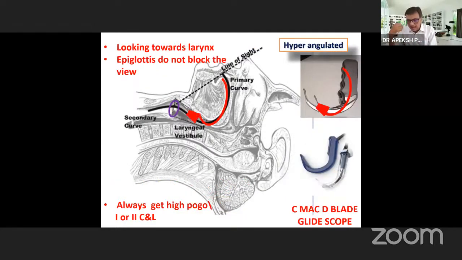If you look at the hyperangulated blade, when the camera is positioned, with either the GlideScope or the C-MAC D blade, the camera will be positioned much nearer to the larynx, on the meeting line between the primary curve and secondary curve, and it's looking straight towards the larynx. So that's the difference between the Macintosh type of blade and the hyperangulated blade. In Macintosh direct laryngoscopy, we are looking upside down, while in the case of a hyperangulated or angulated blade, we are looking downside up. As we are looking downside up, in most cases the epiglottis is not blocking the view and we get a good POGO scoring compared to direct laryngoscopy. So that's the difference between direct laryngoscopy and video laryngoscopy.